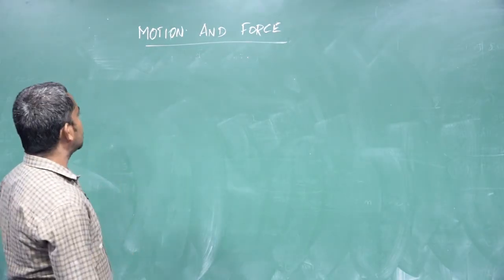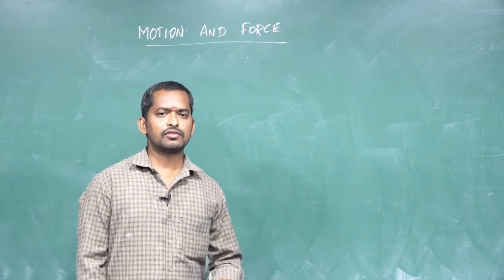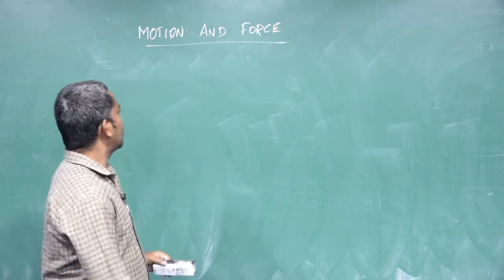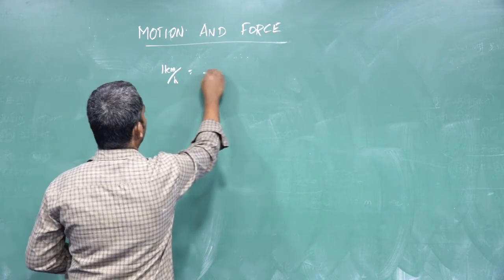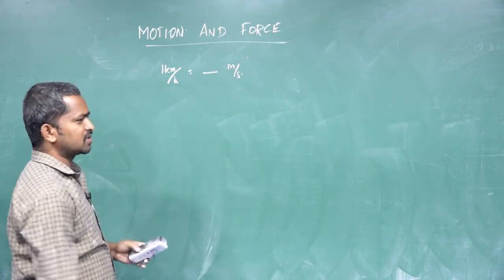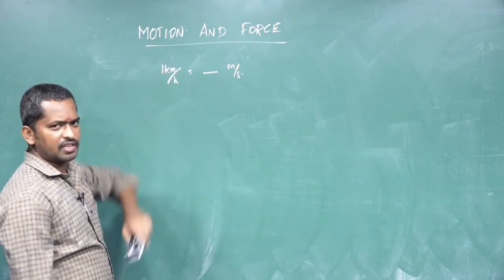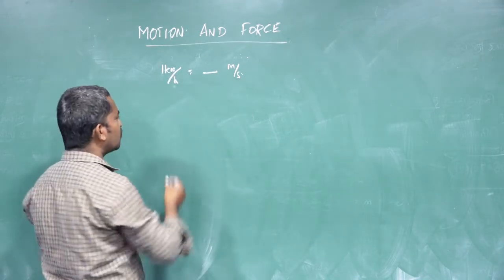Next one is unit conversion: kilometer per hour to meter per second, and meter per second to kilometer per hour. It's a very important one. 1 kilometer per hour is equal to how many meter per second? These are basics. The unit is very important in the motion chapter.